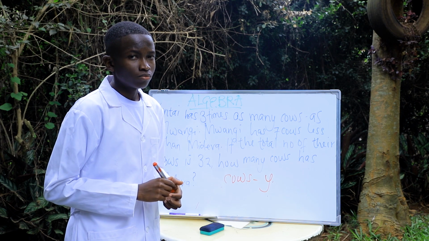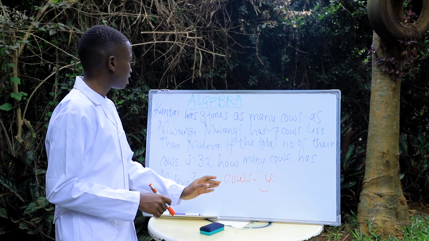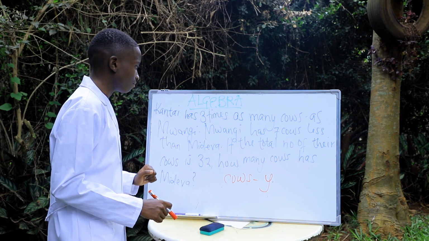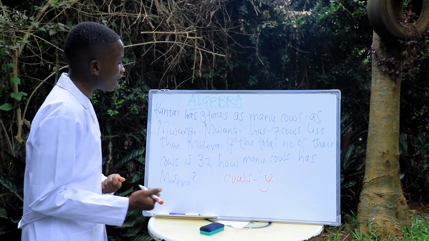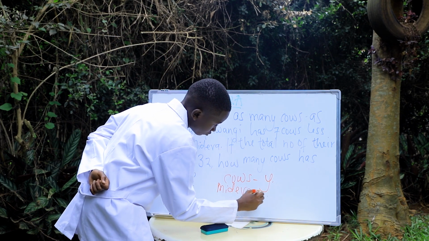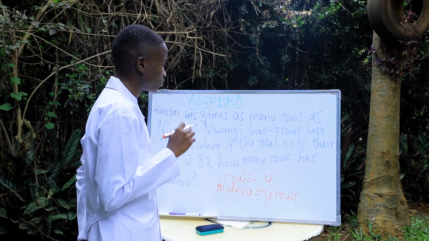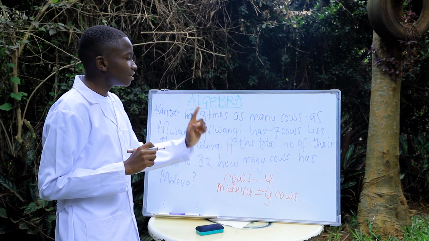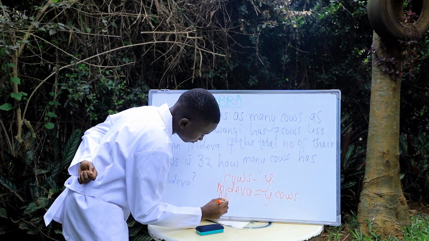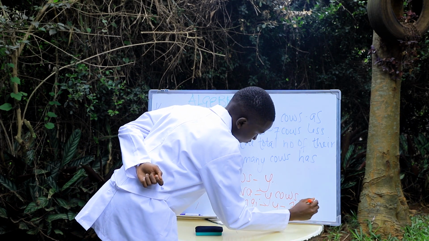We read the question again. Try and get some context through it. Kantai has 3 times as many cows as Mwangi. Mwangi has 7 cows less than Mideva. So Mideva is going to have Y cows. Mideva has Y cows. Mwangi has 7 cows less than Mideva. That means Mwangi is going to have Y minus 7 cows.